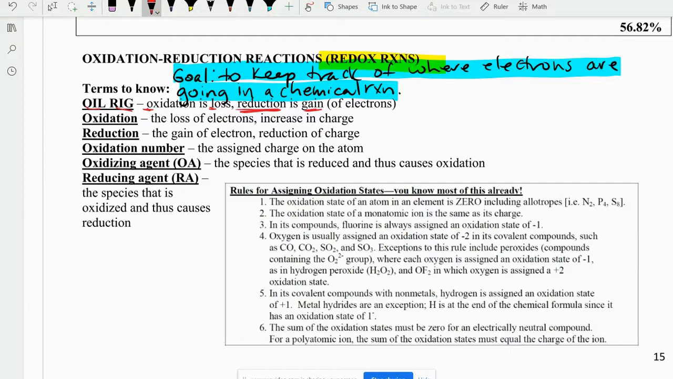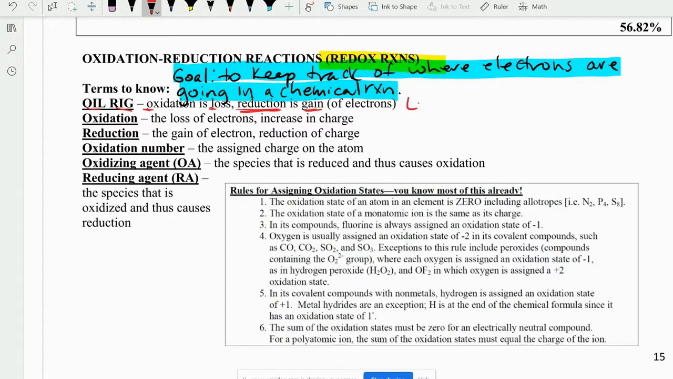So these mnemonic devices can help you remember that oxidation, when something is being oxidized, that species is losing electrons. And consequently, when a species is being reduced, it is gaining electrons. And so we oftentimes can think in our head, OIL RIG. Now, there are other acronyms that you could use to help you remember which is which.